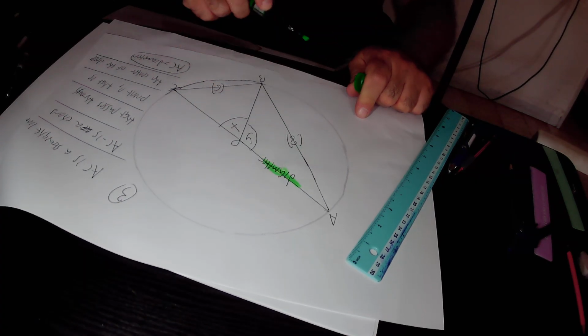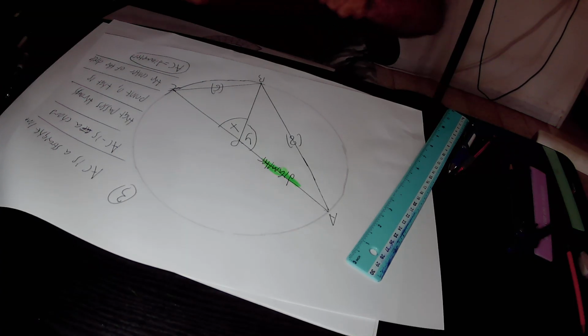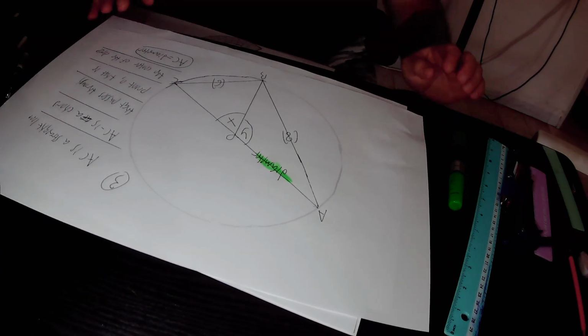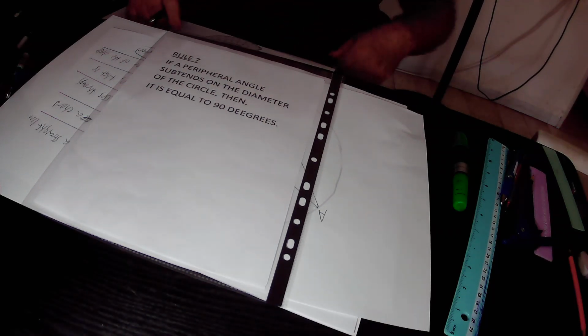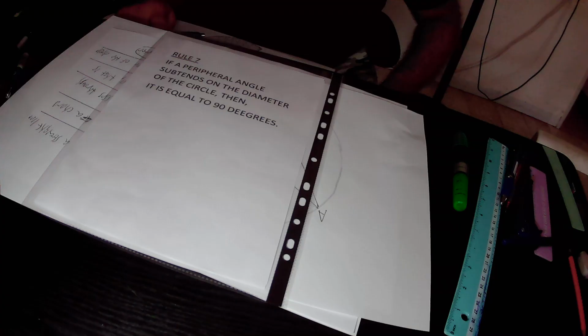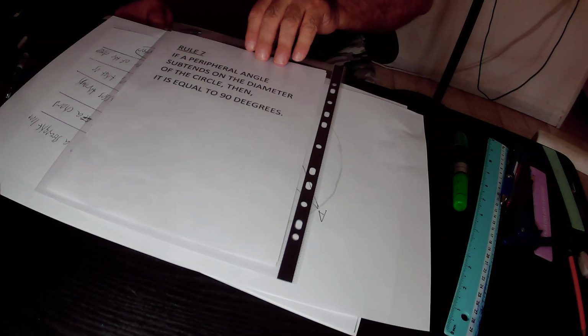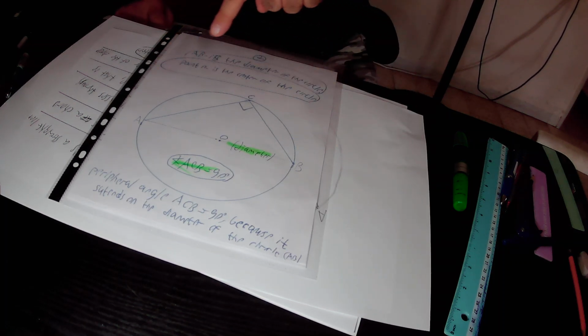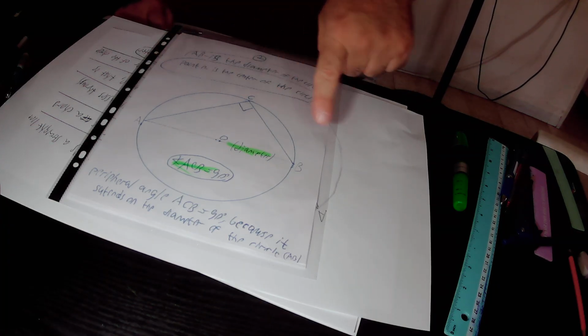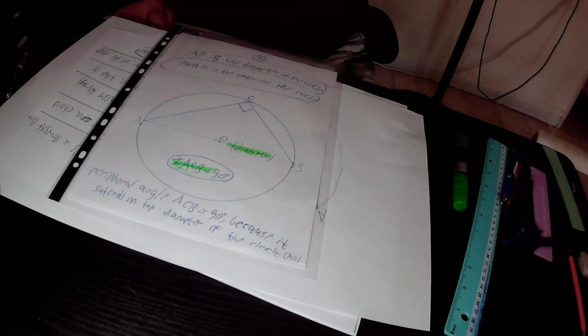Here we can implement rule 7 in our drawing. Repeat quickly on rule 7. According to rule 7, if a peripheral angle subtends on the diameter of the circle, then it is equal to 90 degrees in its size. In the drawing, we have a circle. This is peripheral angle ACB that subtends on chord AB, that is the diameter of the circle, and therefore, according to this rule 7, peripheral angle ACB must be equal to 90 degrees in its size.